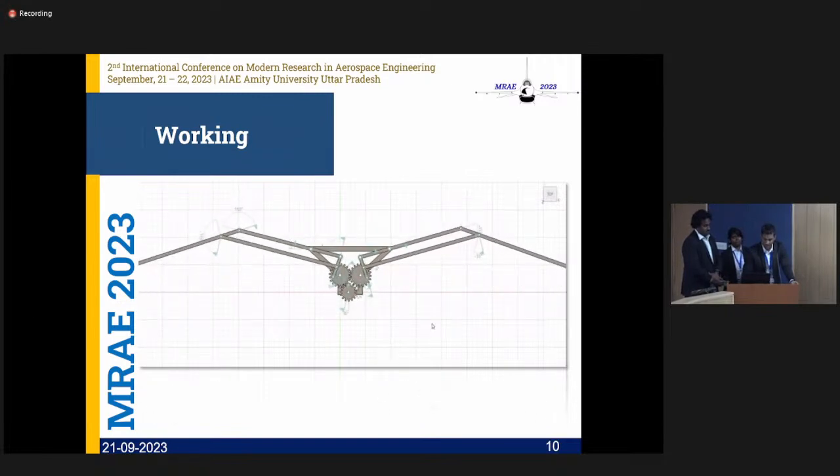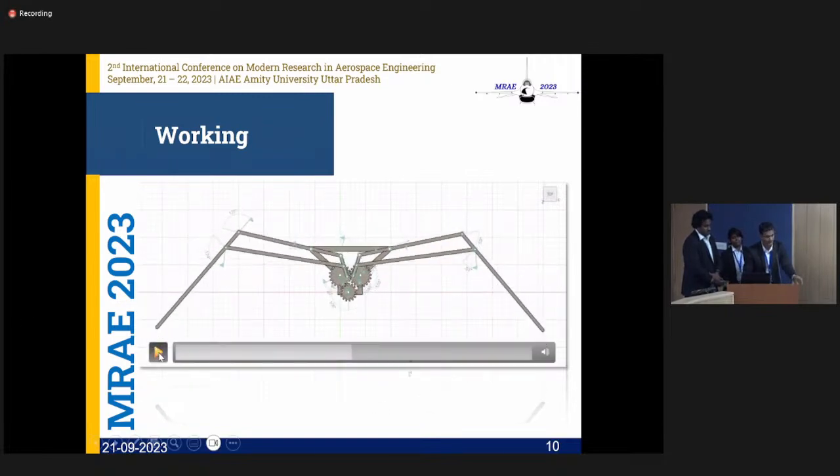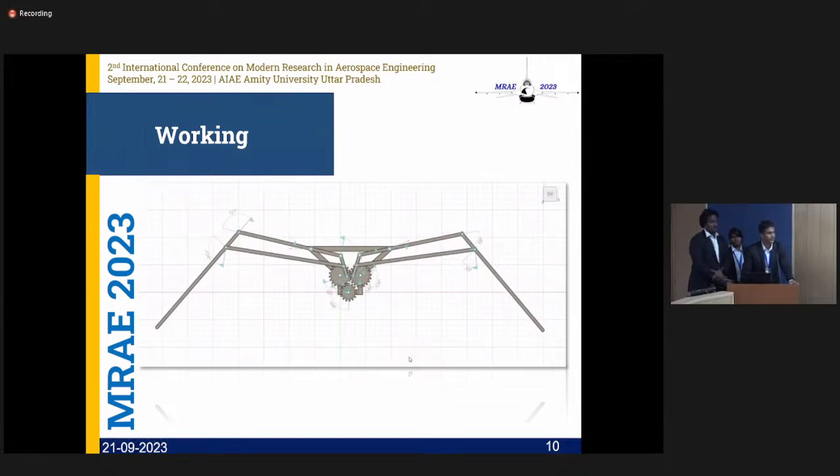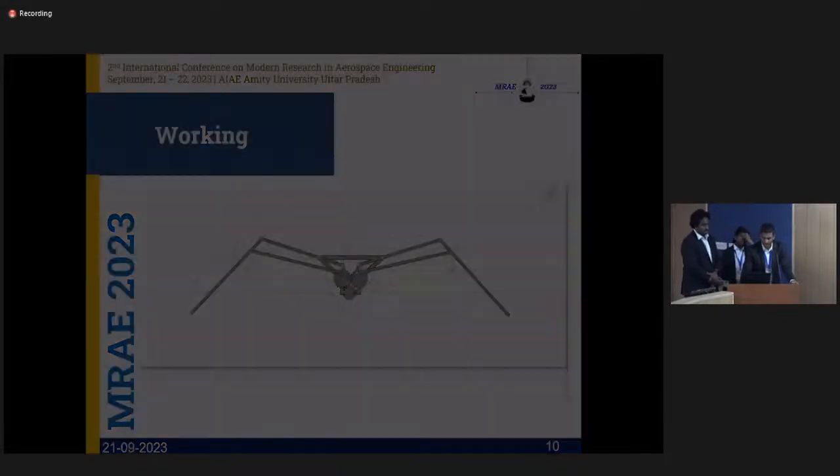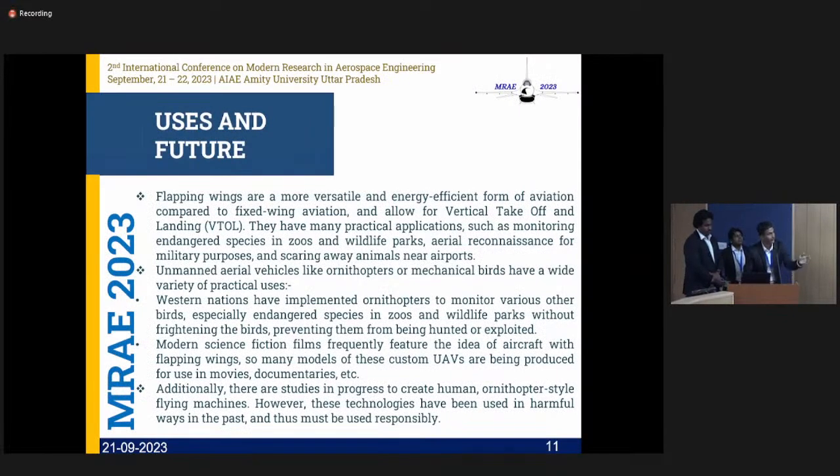And this contains the electrical components: normal servos, ESC, transmitter, receiver, and batteries. And these are some of the uses and future.